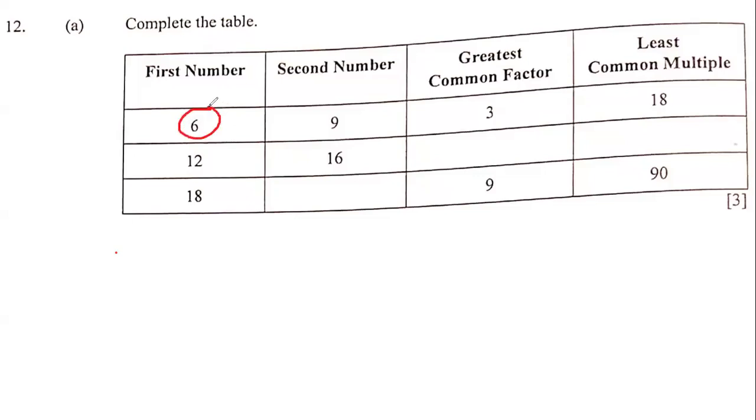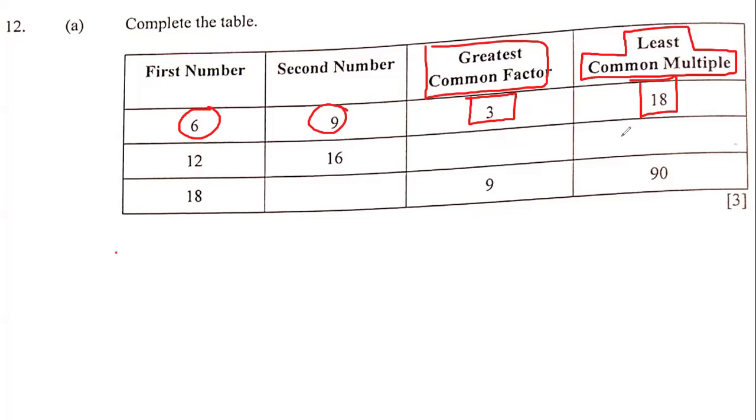this first number, which is 6. We have the second number, which is 9. And our goal is to figure out the greatest common factor of 6 and 9. Based on the table, what is the greatest common factor of 6 and 9? 3, very good. And based on this table, what is the least common multiple or the LCM of 6 and 9? 18, very good. 18.